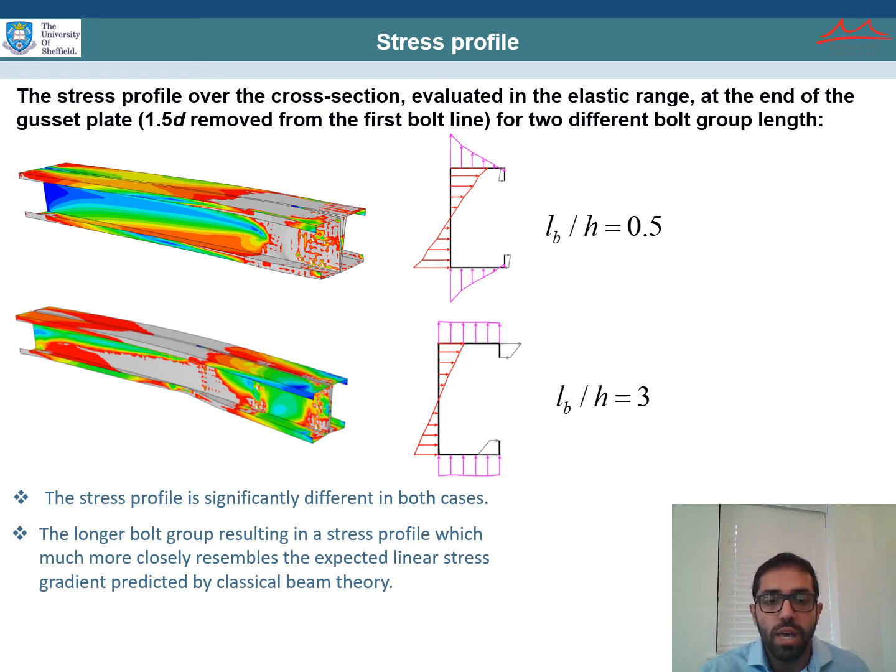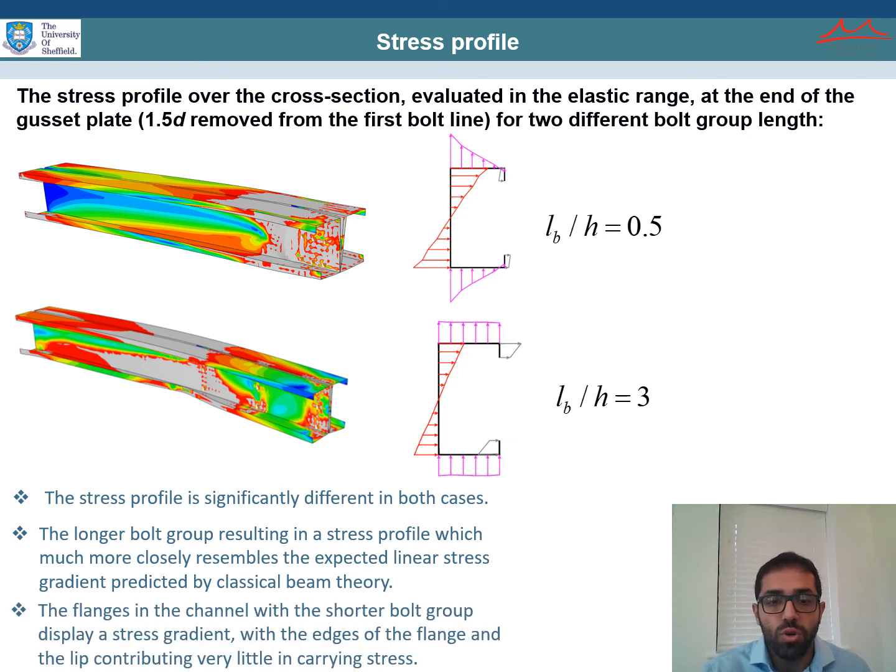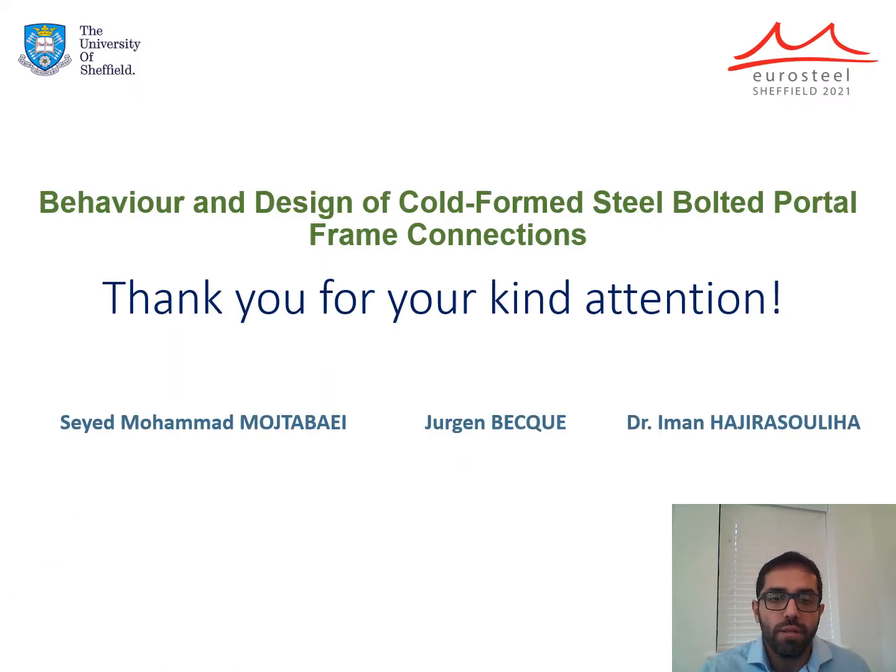The longer bolt group results in a stress profile which much more closely resembles the expected linear stress gradient predicted by classic beam theory. However, for the short bolt group, the flanges in the channel display a stress gradient with the edges of the flange and the lip contributing very little in carrying stresses. Thank you very much.